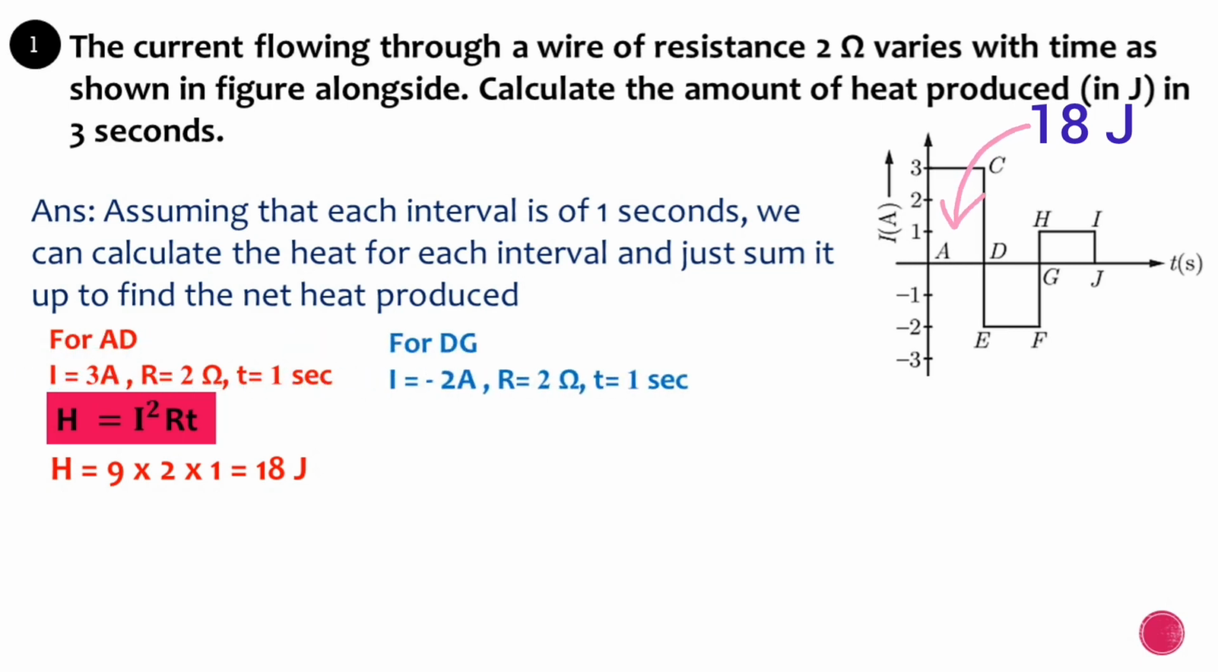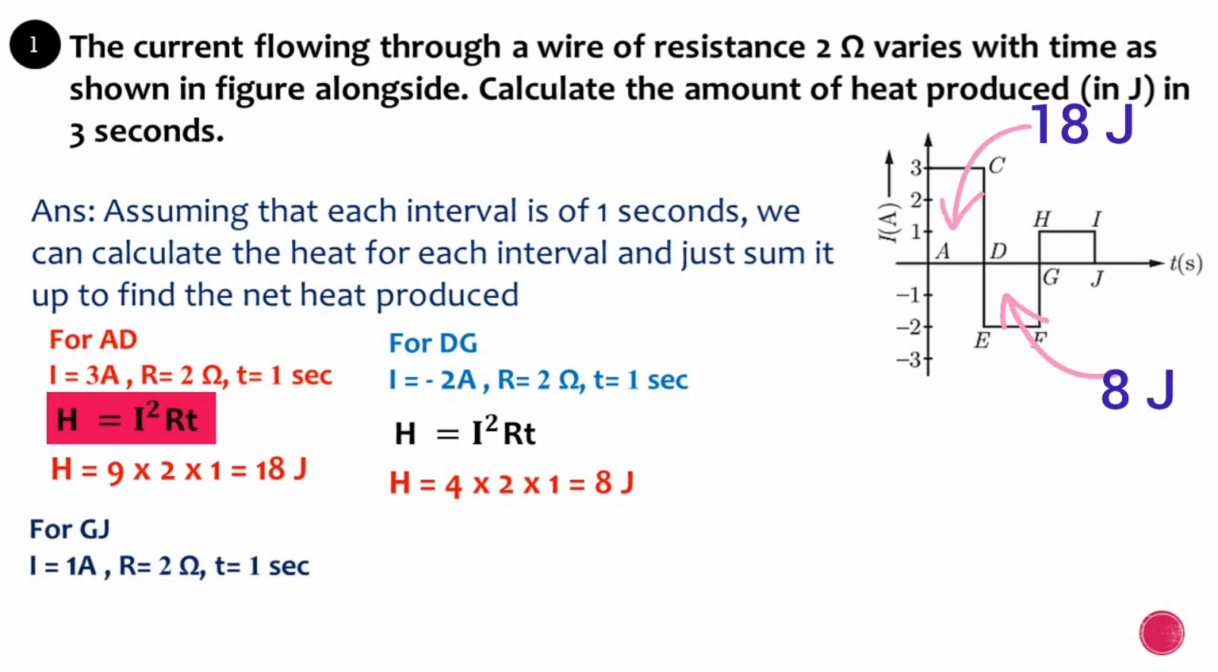For DG, the current is minus 2 ampere, resistance R is 2 ohm and time T is 1 second. We are going to take the same equation, H is equal to I square RT. Substitute the values. So I square is minus 2 the whole square which is 4, into 2 into 1, 8 joules. So for DG, the heat produced is 8 joules.